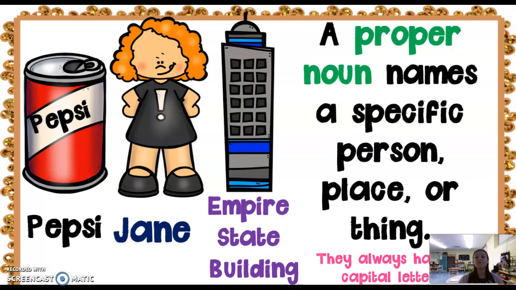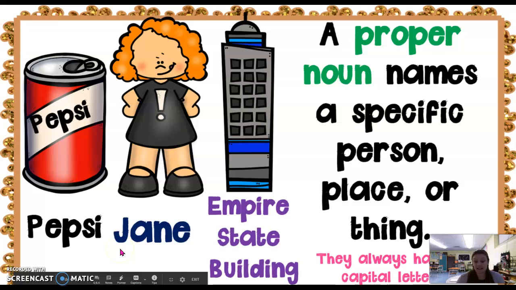Okay? A proper noun names a specific person, a specific place, or a specific thing. So I could say soda, that would be a common noun. But if I said Pepsi, that's a specific name, so I would give it a capital letter. A proper noun always has a capital letter. I could say girl, and that's a common noun. But if I said Jane, then that's a proper noun. She gets a capital letter.